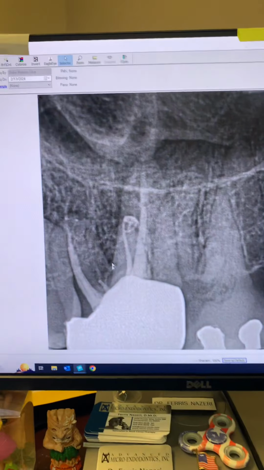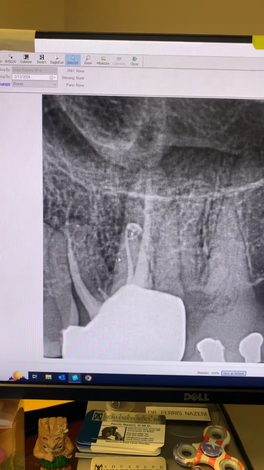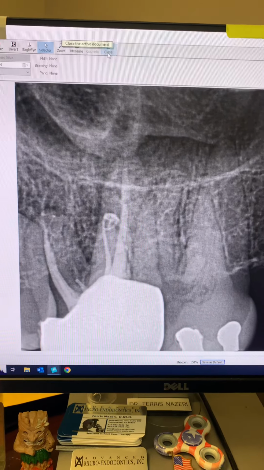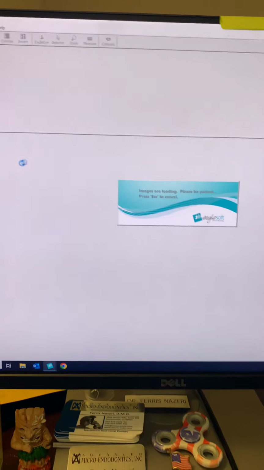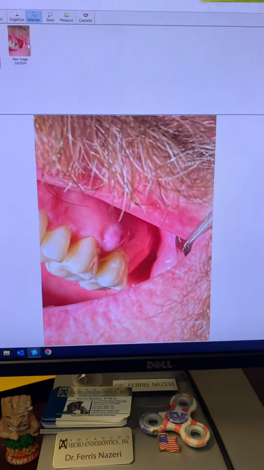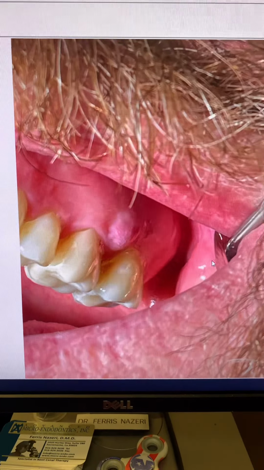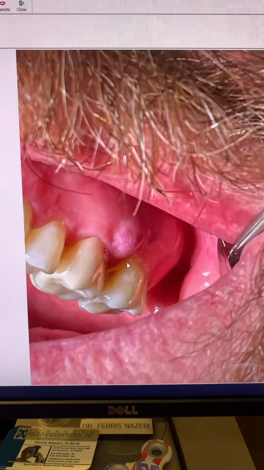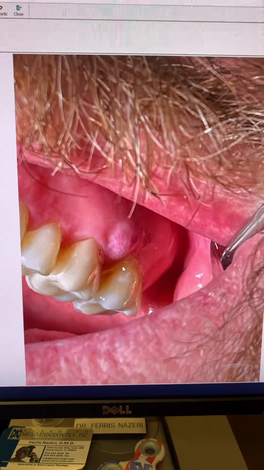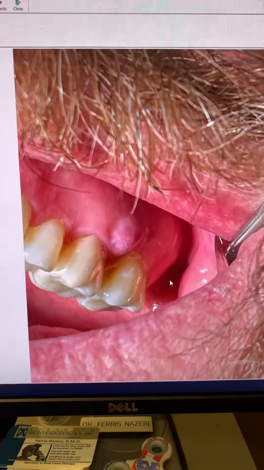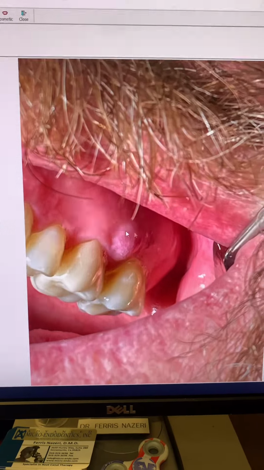So I asked the patient, please come back to see me in 6 months so we can do a post-op check of your tooth, and he agreed. Usually they don't show up. Usually they show up only if there's a problem, but in this case he actually showed up today just now.